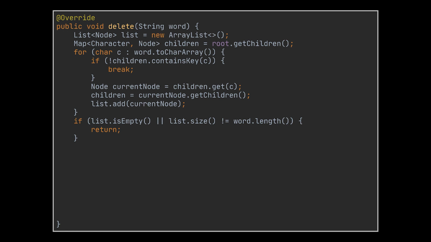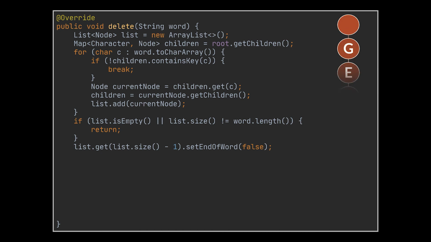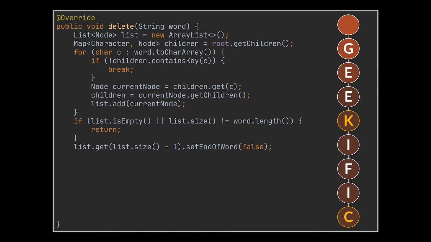Okay, at this point, if all is fine, what we need to do is set the end of word boolean of the last node to false. And that's how you delete a word from a prefix tree. Everything that follows is just cleaning unnecessary nodes. Because you see, if we had something like that, and we want to delete the word geek, for example, we can't delete the actual nodes, as the word geekific relies on them too. So in this case, removing the flag is more than enough.